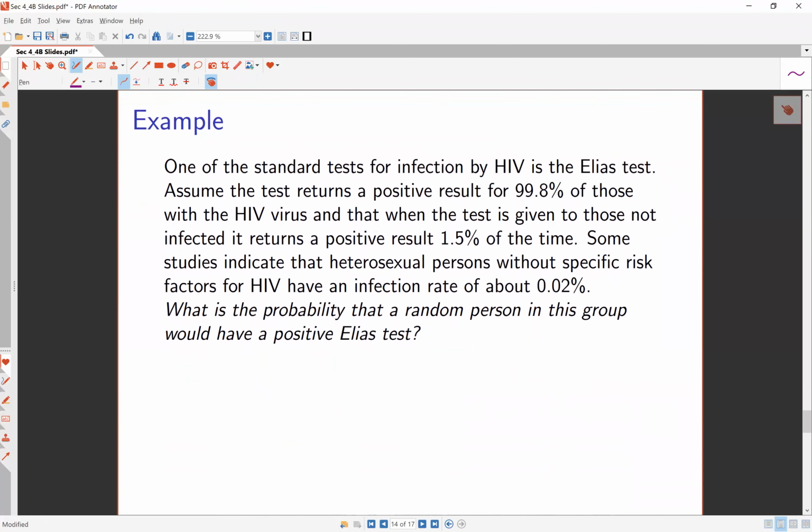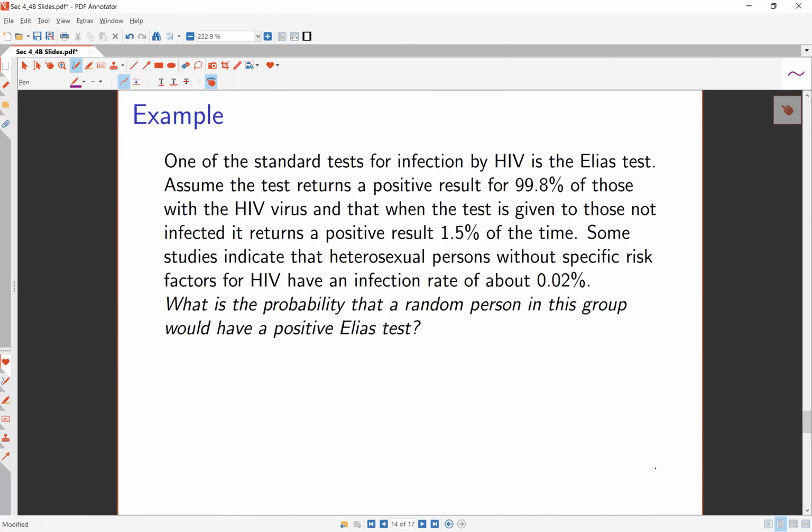Okay, I have one more example here, and this one has quite a bit to it. So it's worth paying close attention here, and I'll definitely do one more example like this in class as well. One of the standard tests for HIV is called the Elisa test. Assume this test returns a positive result for 99.8% of those with the HIV virus.